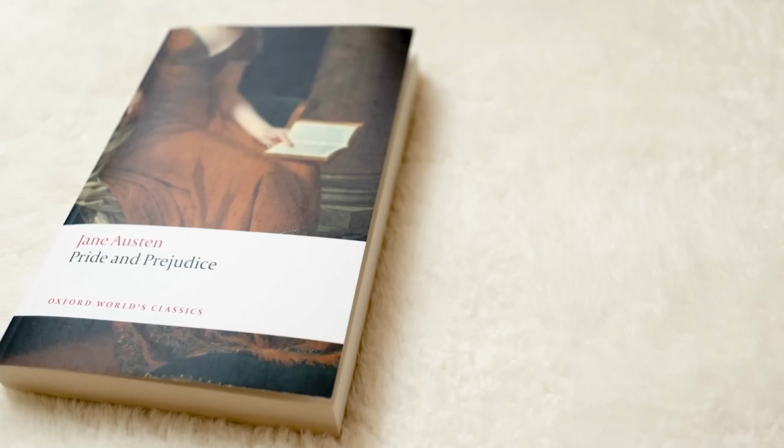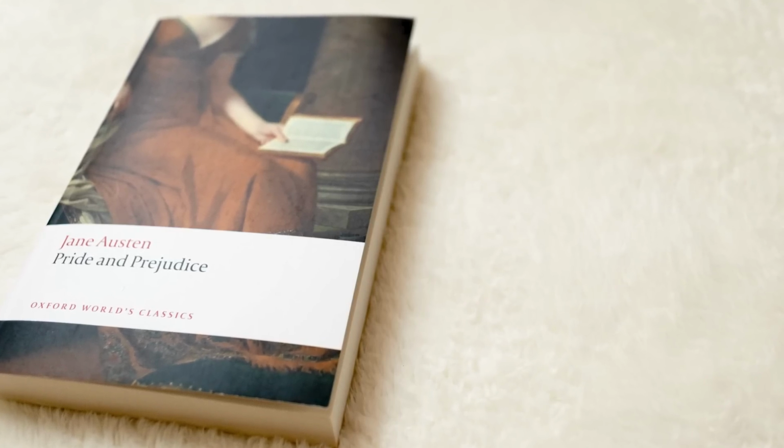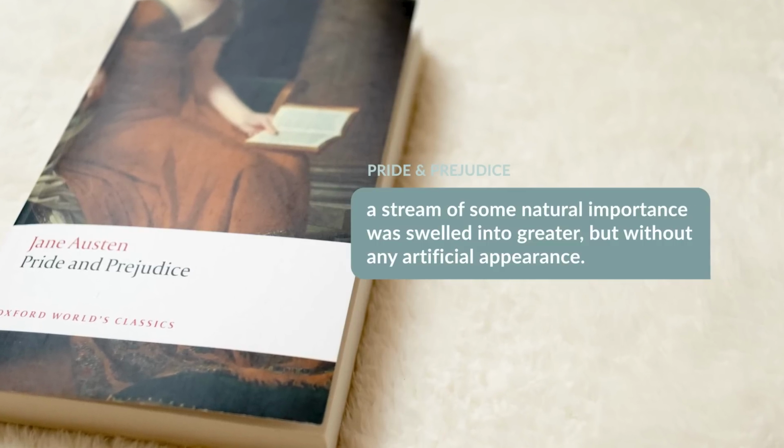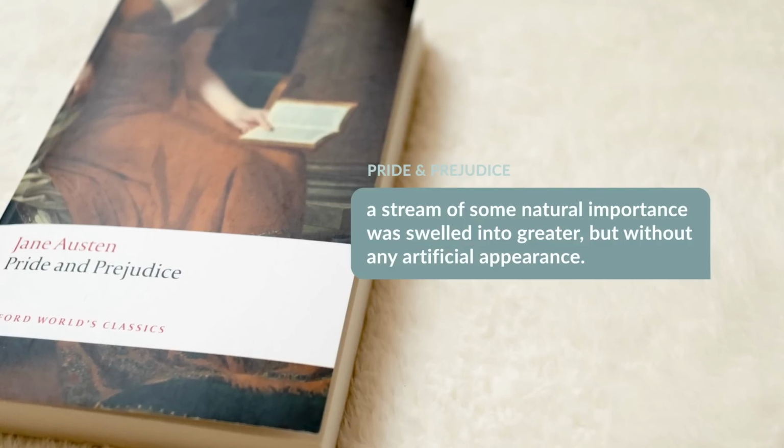Now, one of the things that the picturesque lovers hated the most was artificiality, anything that looks like it was made to be pretty by humans. For example, perfectly laid out gardens. No, that was not picturesque. Or in Pride and Prejudice, when Elizabeth sees the stream that runs in front of Pemberley, she even notes that "a stream of some natural importance was swelled into greater, but without any artificial appearance." So apparently the stream got bigger in front of Pemberley, but it didn't look like they did it on purpose. Now they may have done it on purpose, but does it look like they did it on purpose? No. The perfect heroine always understands the picturesque.